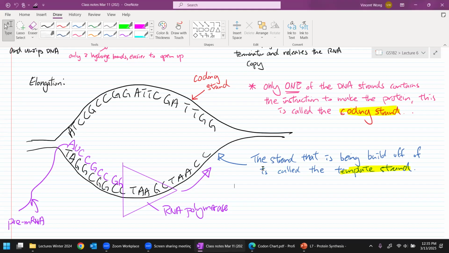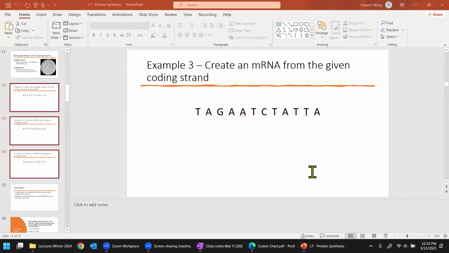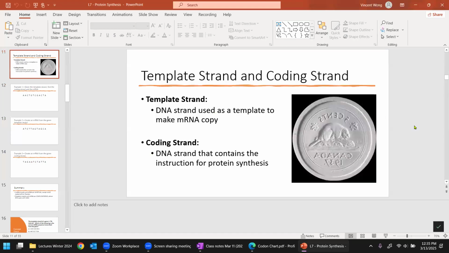But in order to make a copy of the coding strand, you will be building from the template strand. That's what I'm trying to tell you, right? Remember with the coin experiment example, your mold has to be inverted from what you're trying to make. If the mold looks exactly like the coin you're trying to make, it's going to come out backwards, right? So if you want to build a coding strand, you have to be using the template strand.